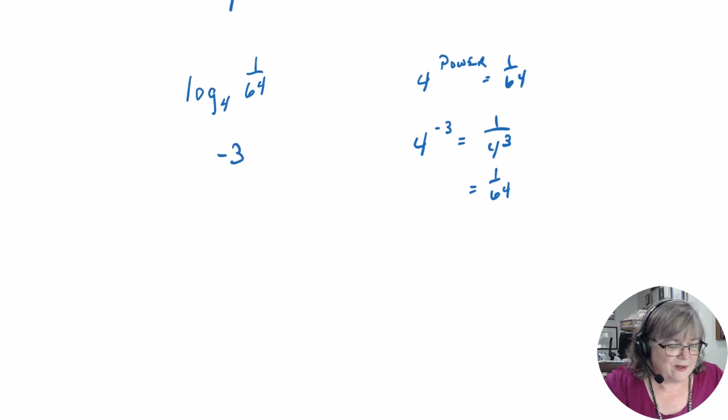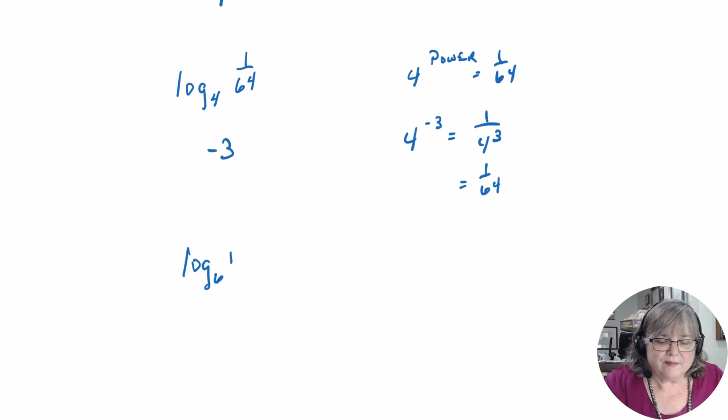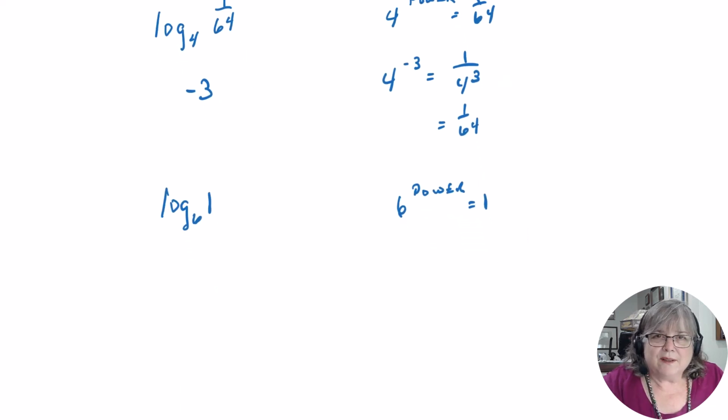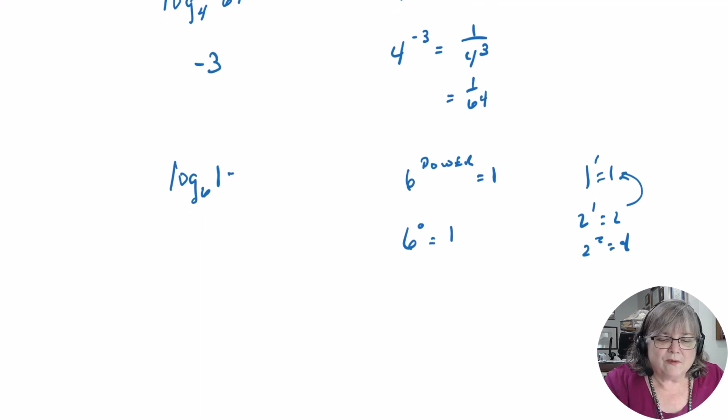Okay, are you kind of catching on? So then they say, okay, what's log base 6 of 1? 6 to some power equals 1. Well, 1 to the first power is 1. Everything else is itself or larger, right? 2 to the first is 2, 2 squared is 4. You can't get back to the 1 unless you remember the rule that says anything to the 0 power is 1, right? So what does the power have to be to get 1 from 6? It has to be equal to 0.